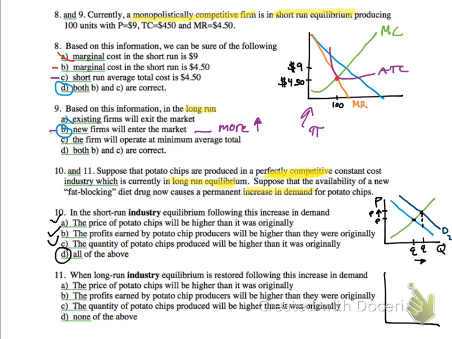Now let's look in the long run. So that was short run. Now let's look at long run. So since this shift occurred, let's draw it out again. What will happen if a lot of people are making money in this perfectly competitive firm? More people have the opportunity to jump in and make profit, so that means more firms will enter the market, which will increase the supply curve and shift it to the right. So we'll call that S2.